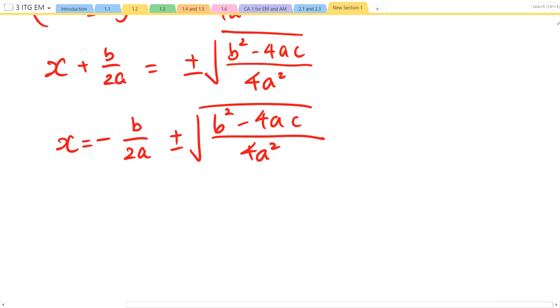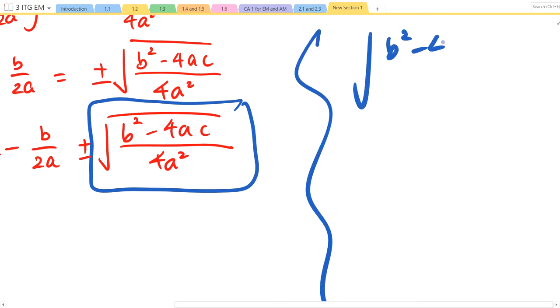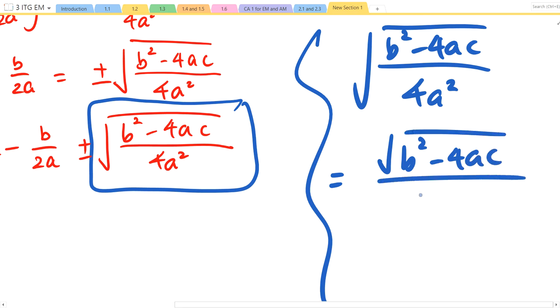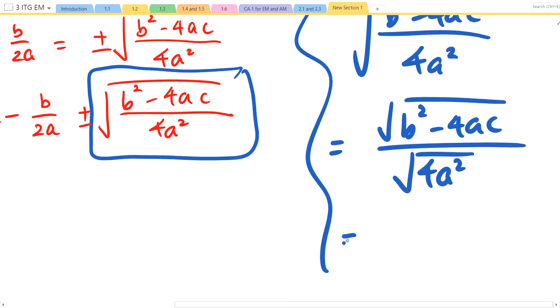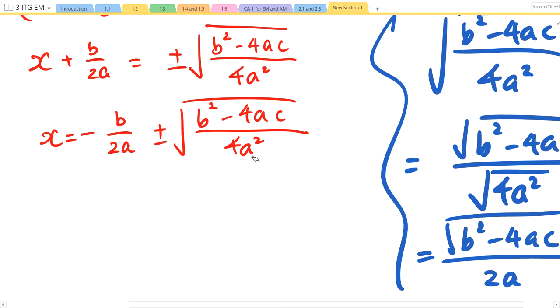Okay, now I want you to consider this portion. I've got a square root of a fraction: the square root of B squared minus 4AC over 4A squared. This is the same as the square root of B squared minus 4AC over the square root of 4A squared. Agree? Yes. Can I square root the denominator? Yes. The denominator gives me 2A. Do you agree? Yes. Let's replace that. So the square root goes to the numerator only and the denominator is 2A.